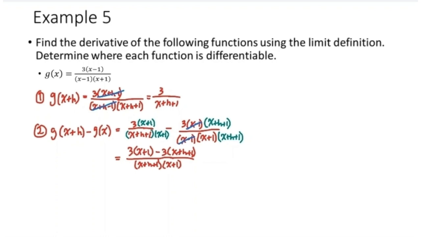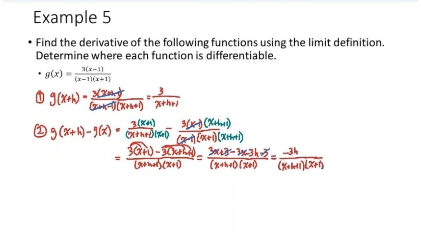So we'll keep the denominator factored, but in the numerator, I do want to expand to see if I can factor it. We'll distribute the 3 into the first set of parentheses and the negative 3 into the second set of parentheses. And when we do, our numerator becomes 3x plus 3 minus 3x minus 3 minus h. And again, we'll keep our denominator factored. Now we'll simplify the numerator. We see that the 3x's cancel, and we see the 3's cancel. And we're left with negative 3h all over (x plus h plus 1) times (x plus 1).